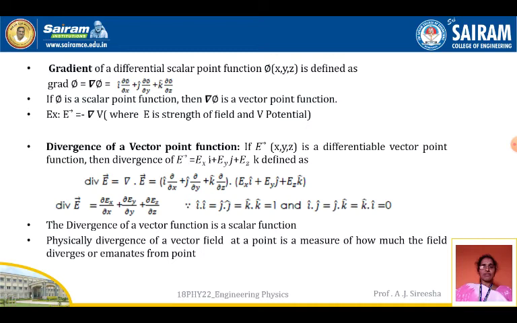The divergence of a vector function is a scalar function. Physically, divergence of a vector field at a point is a measure of how much the field diverges or emanates from the point. That means it is a measure of how much field is diverging. Diverging means it is moving away. Converging means it is moving into it. So the physical significance of divergence is that it is a measure of how much field is coming out, going out from a single point.